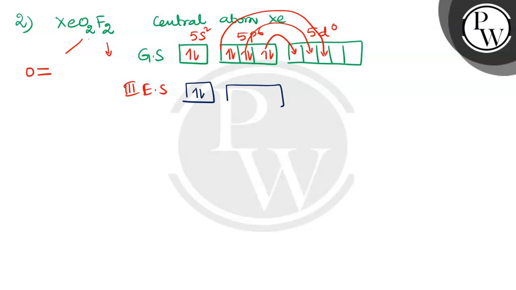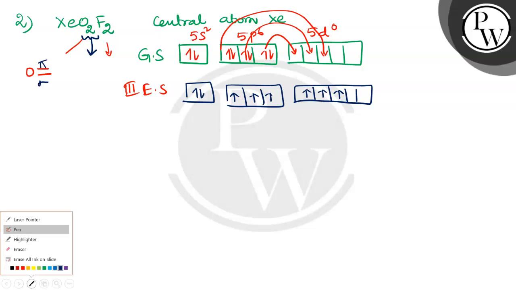ये electron pair ऐसे ही है. So ये 1 1 1. So it is forming two pi bonds because oxygens are two. Each oxygen forms one sigma bond and one pi bond. So two oxygens are there, so two pi bonds. So two d orbitals are left for pi bond formation.